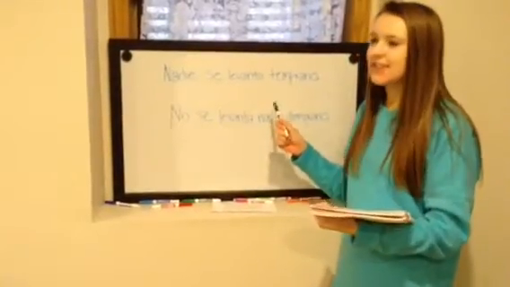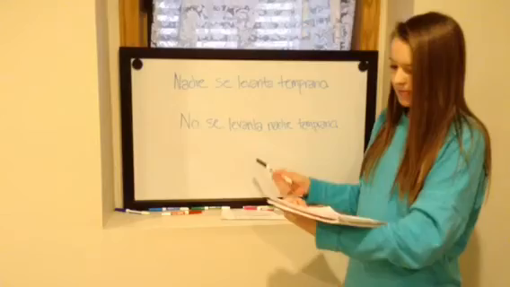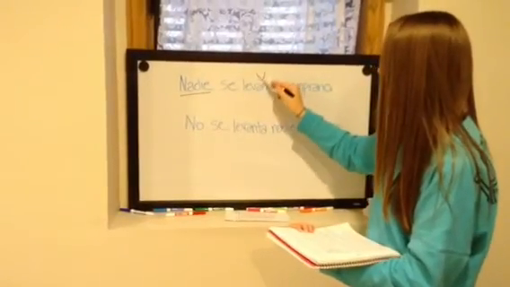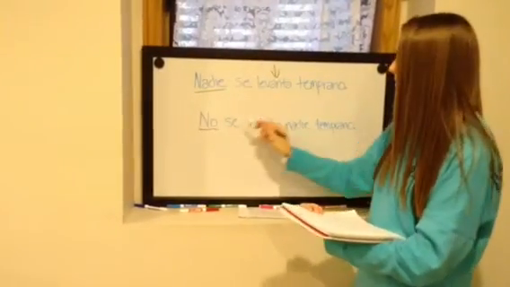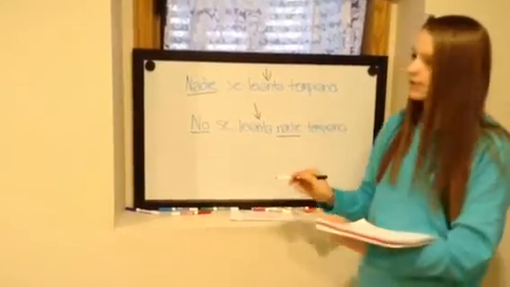Both these sentences are negative sentences and mean the same thing, but they can be written two different ways. You can either place the negative word before the verb, or you can place no before the verb and then the negative word after.